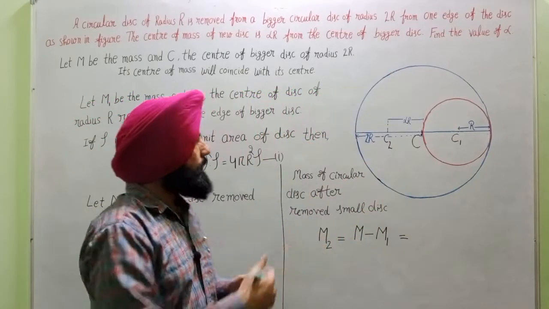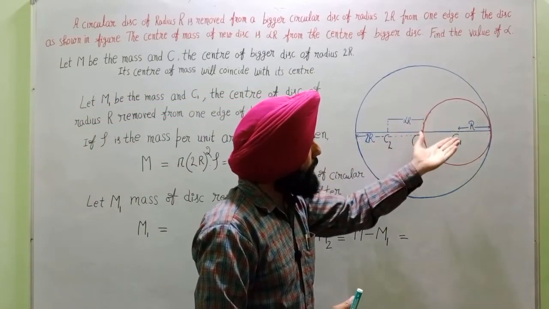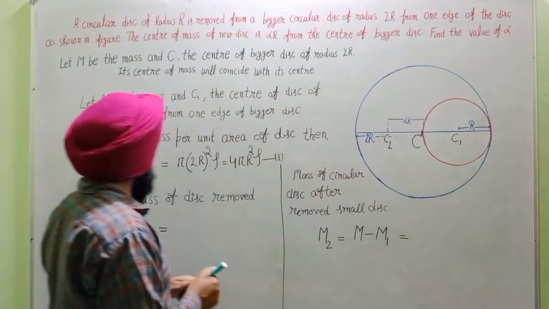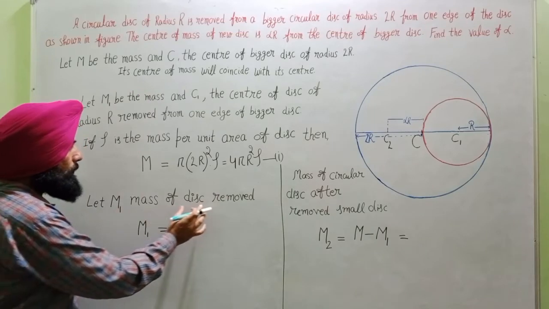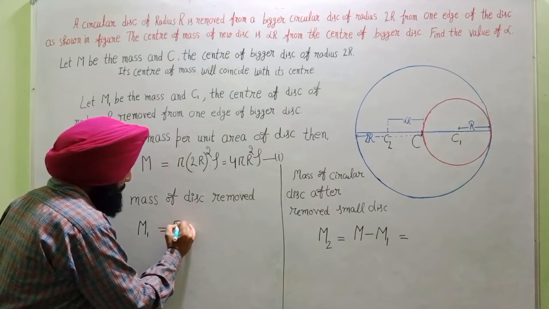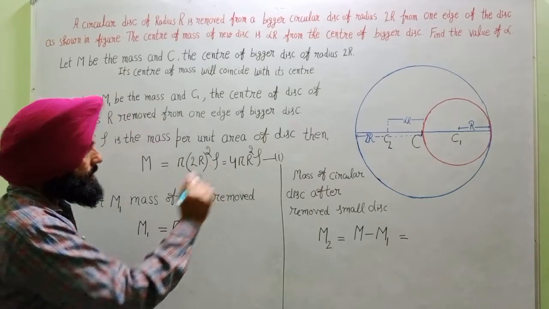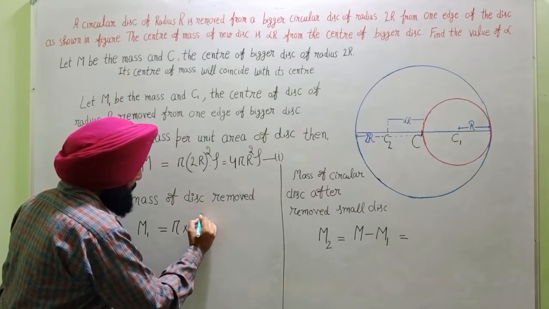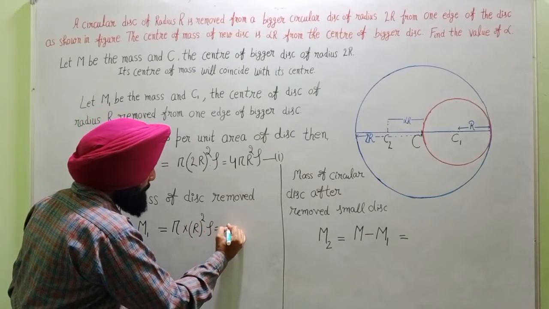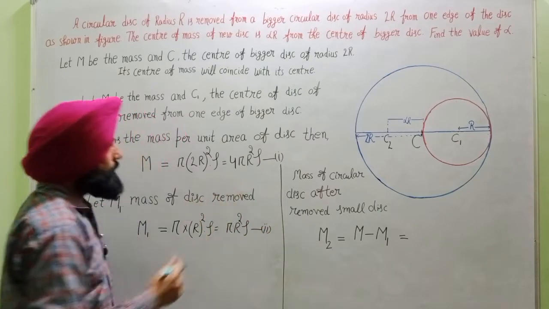Now we proceed to the small circular disk which we have removed from the bigger circular disk. Let M1 be the mass of the disk removed. Now M1 is pi multiplied by R square. Now R is capital R, radius capital R square into rho, and it becomes pi R square into rho. Mention it as equation number 2.